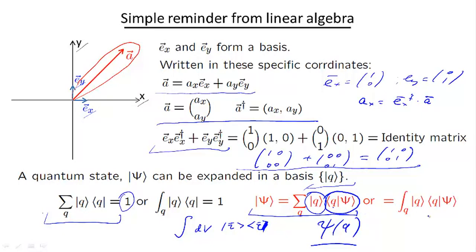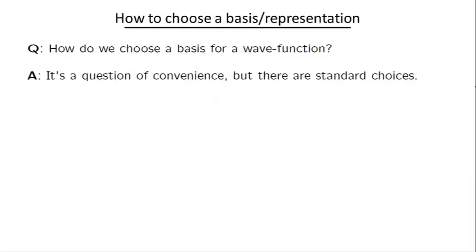Again, in principle, we can have two situations. Either we have a discrete spectrum or we have a continuum spectrum. In the former case, we have a sum over q. In the latter case, we have an integral over q. But now a question remains of how to actually choose a basis or representation to describe our state vector, our wave function. Just like in usual linear algebra, there is no absolute or correct answer. The choice of a basis is a question of convenience. But there are some standard or natural choices that can be constructed, and I'm going to discuss now how it's done.